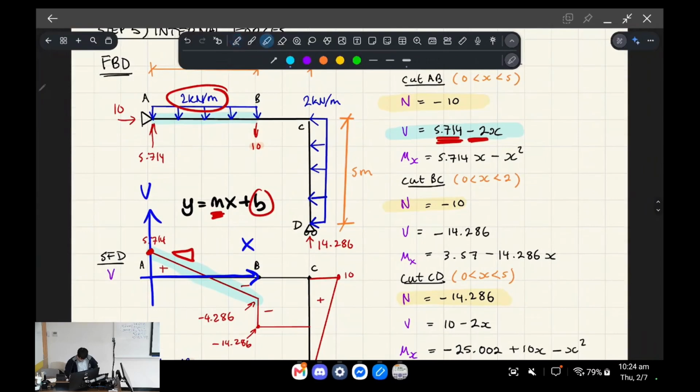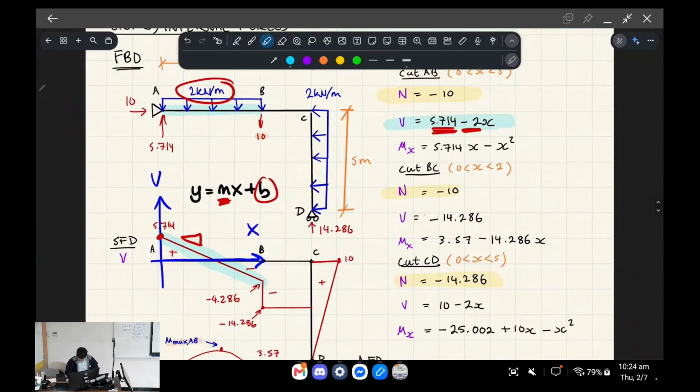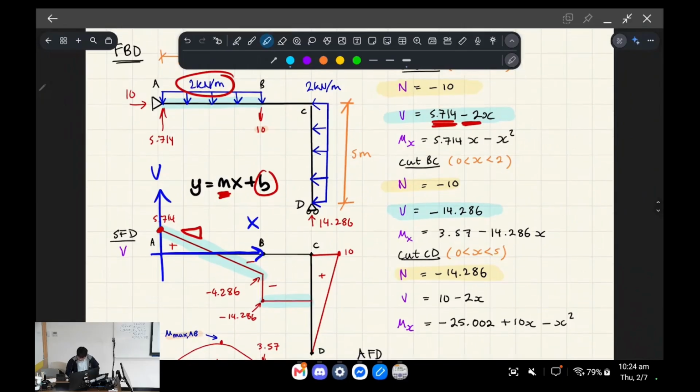Okay, so that's shear force from A to B. Shear force from B to C is a flat number of negative 14.286, and it's going to be represented by this flat line. Okay, now there's a jump from this number to this number due to the 10 kilonewton point load that goes down like so, right?